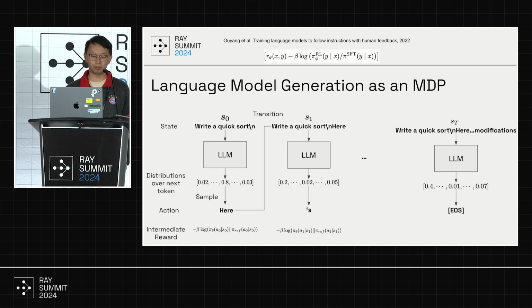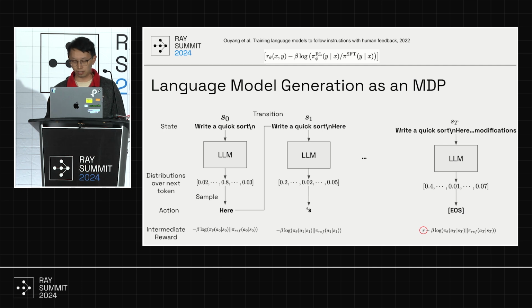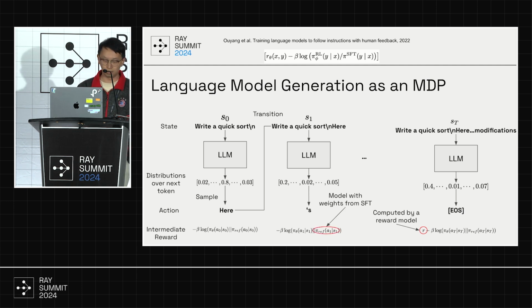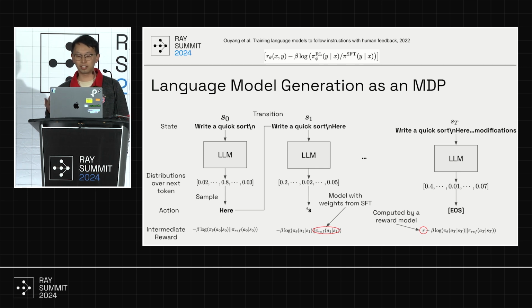And for each intermediate step, it's this, except for the last step, where we will have a reward R. So here there's a reward R minus the KL divergence. This reward R comes from the reward model. The reward model outputs a single scalar R, and it's plugged into the end-of-sequence state. And this pi reference is the model weights after supervised fine-tuning. Okay, so this forms a well-defined MDP, right?